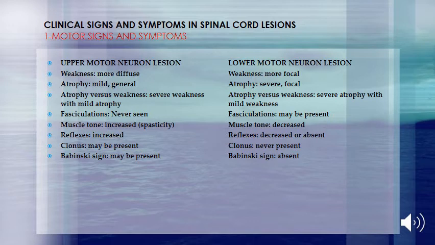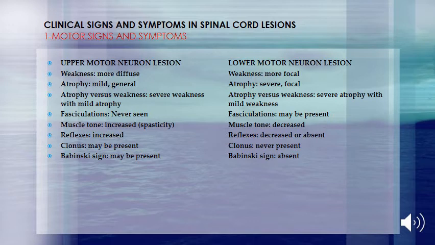The weakness in the upper motor neuron lesion is more diffuse, and it has a characteristic feature which is called pyramidal weakness. The pyramidal weakness is that in the upper limb, the flexor muscle is more powerful than the extensor muscle, while in the lower limb, the extensor muscle is more powerful than the flexor muscle. And this is called pyramidal weakness, which is a first sign of upper motor neuron lesion.